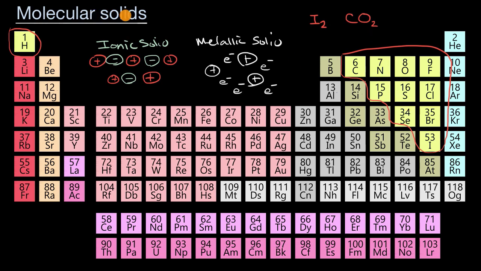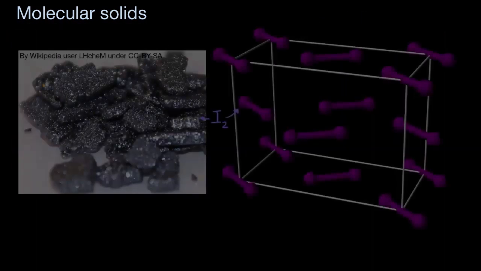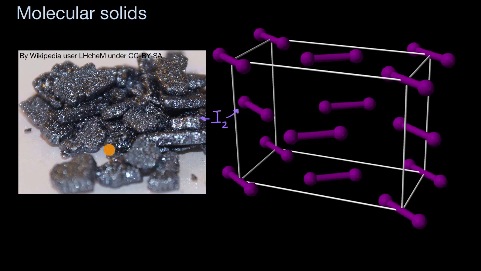Now, when we're talking about molecular solids, we're talking about putting a bunch of these together. So let's say putting a bunch of iodine molecules together, and the intermolecular forces at a sufficiently low temperature are sufficient to hold together those molecules as a solid. So what do I mean by that? Let's look at a few examples. This right over here is a picture of solid iodine. And the way it's made up is you have these iodine molecules. Now, each of these iodine molecules are formed by a covalent bond between two iodine atoms.